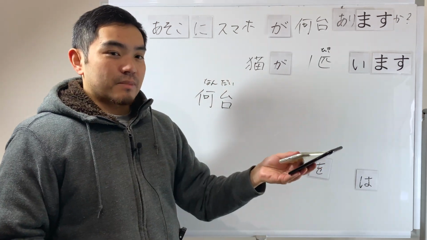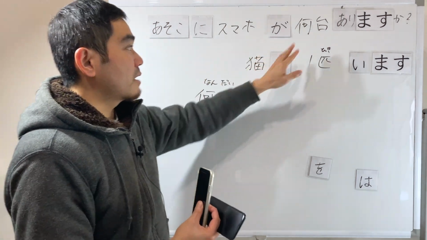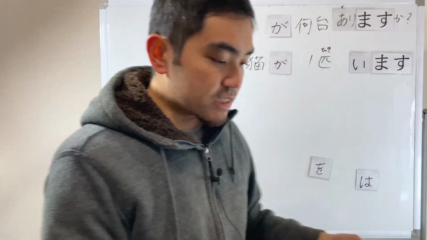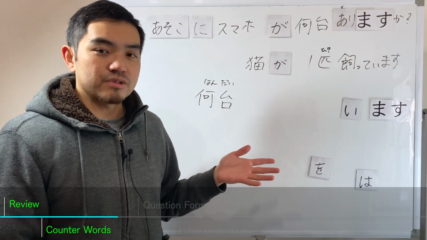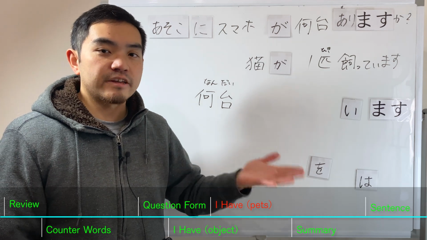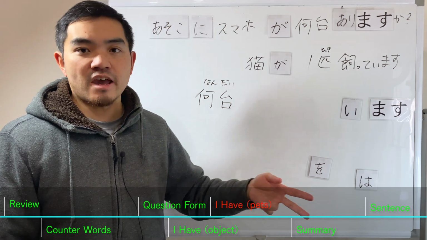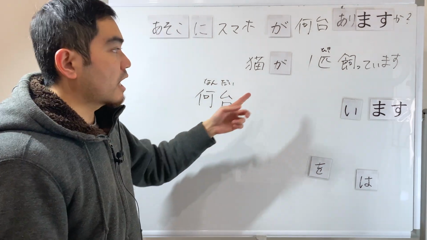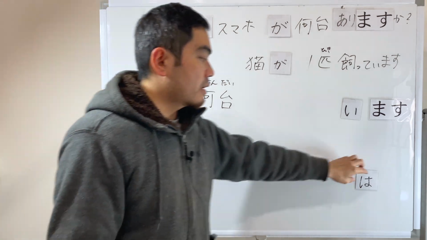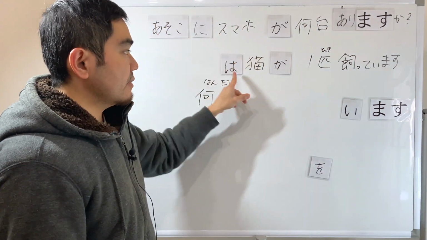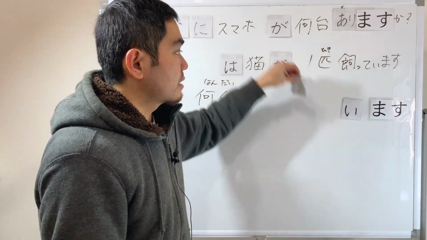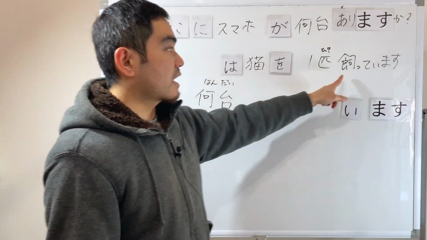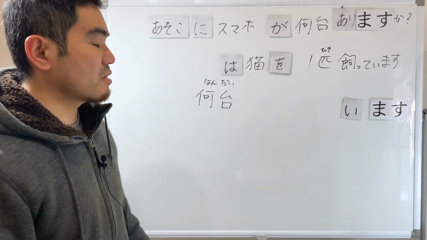何台ありますか？あそこにスマホが2台あります。Right? It's simple. In English, you say, I have one cat. Right? I have two cats. Right? So, I have one cat. So, I want to say, 私は猫を一匹飼っています。This is also different.